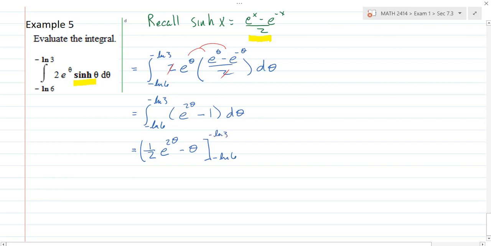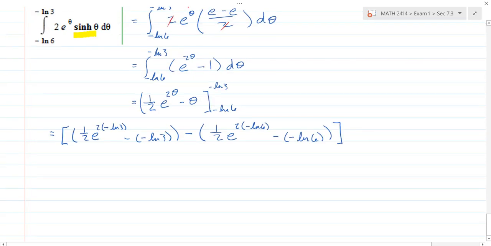So using the fundamental theorem of calculus, now we're going to plug in our upper bound minus and then plug in your lower bound. So when I plug in my upper bound, I get 1/2 e to the 2 times negative natural log 3 minus negative natural log 3 minus, and now when I plug in my lower bound, I get 1/2 e to the 2 times negative natural log 6 minus negative natural log 6. And now I need to clean this up.